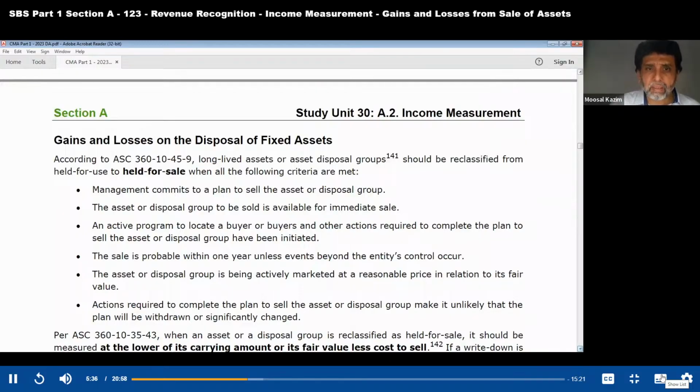Whenever they have decided to sell an asset, it should be classified separately from the long-lived assets or the assets still in use, right? So it should be reclassified from held for use to held for sale. When should it be classified this way? When all of the following criteria are met, not one, all. Management has committed to a plan to sell the asset or disposal group. Disposal group is a group of assets which they are planning to sell.